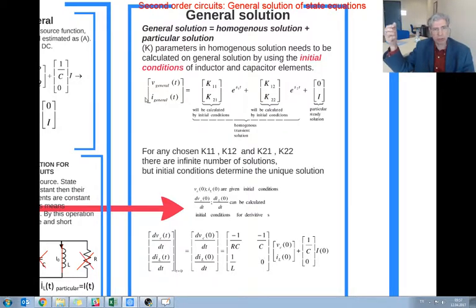If you look at this general solution now, it has four k parameters here, not calculated yet. The particular solution is known, and these S1 and S2 parameters have already been calculated. These are the characteristic roots. So we know the characteristic roots, S1 and S2, but we don't know these k's.